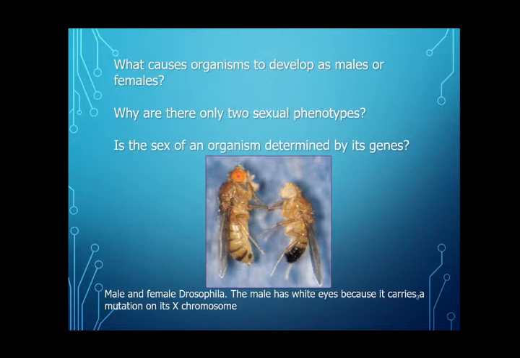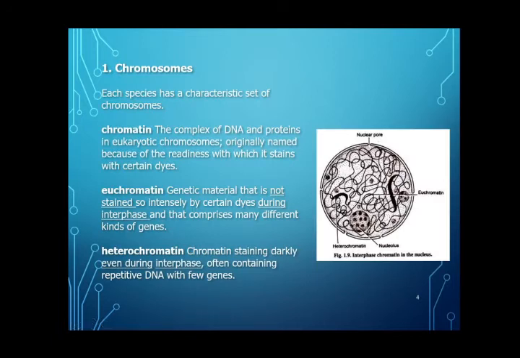So this is a male and female Drosophila. The male has white eyes because it carries a mutation on its X chromosome. Chromosomes. Each species has a characteristic set of chromosomes. Within it you have chromatin, euchromatin and heterochromatin.